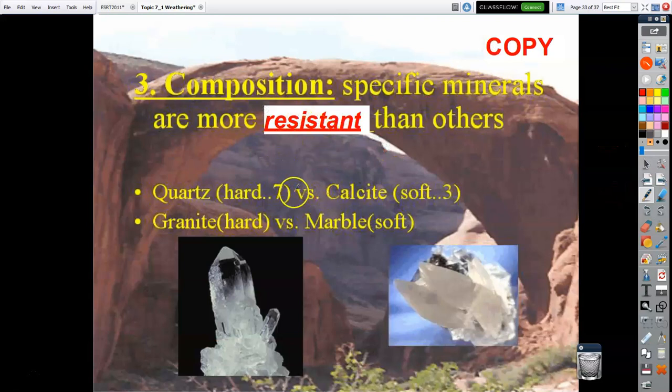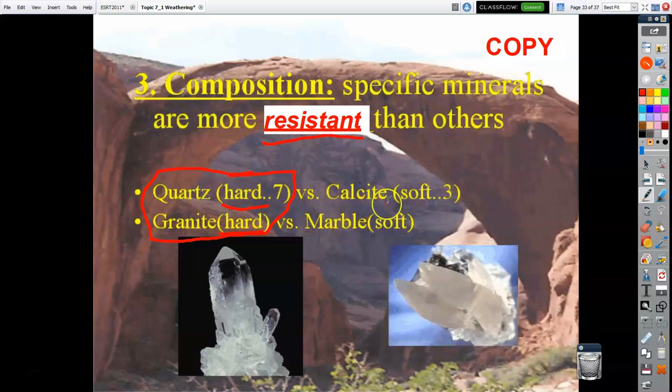Composition. So, again, we talked a little about this with the headstones. If you have rocks that are made of harder materials, they're going to take longer to weather, or they're going to be what they call more resistant, whereas a rock that's made of softer materials is going to break down faster. Right? So, again, if you take statues and things that are made out of quartz, which has a hardness of 7, or granite, which is mostly quartz, those statues, monuments are going to be more resistant. They're going to take longer to break down.